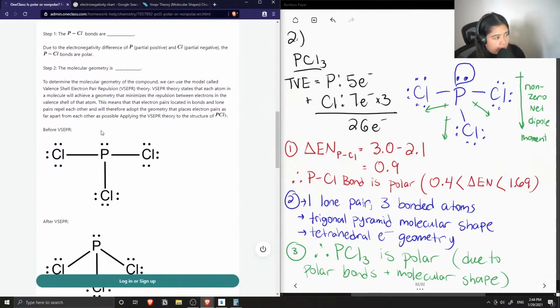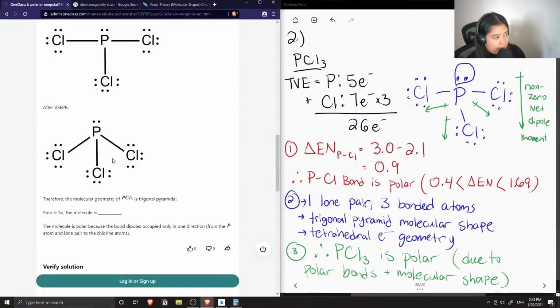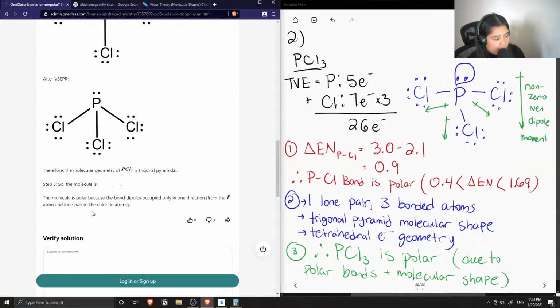They found that the VSEPR shape looks more like this, and it's trigonal pyramid. So the molecule is polar because the bond dipole is occupied only in one direction, from the phosphorus atom to the lone pair, and lone pair to the chlorine atoms. Yep. So this solution is correct.